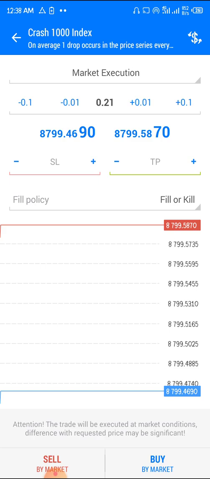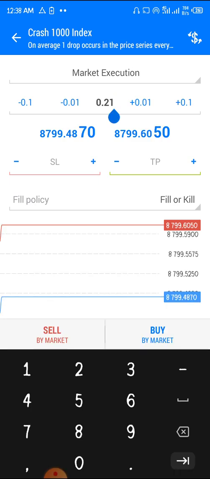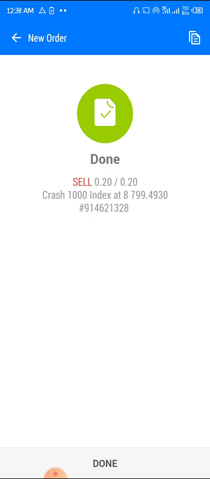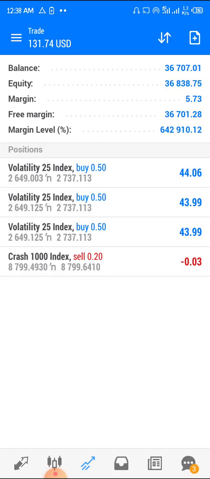So guys, I'll be taking a live trade right now. I'll be showing you guys enter for a sell and hold. I'll enter for the sell and hold.